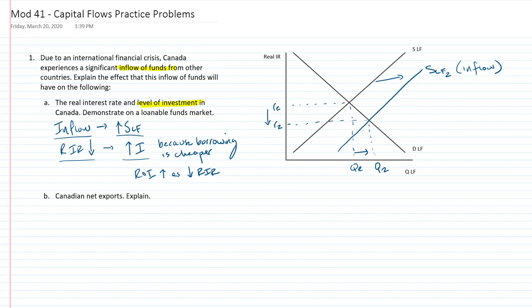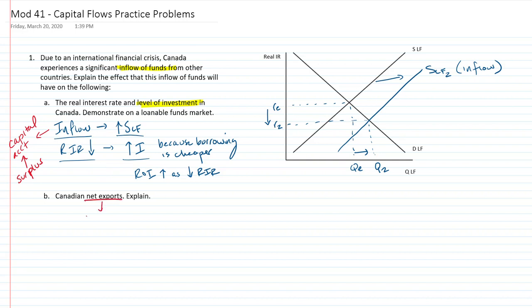Part B is a classic follow-up to this kind of question, and it is a little bit tricky. There are kind of two solutions here. So what's going to happen following the inflow of funds to Canadian net exports? And there are two ways that you could answer this. The first, the really simple way, is that the inflow, of course, is on the capital account. So we know that the capital account is increasing or moving into a surplus.